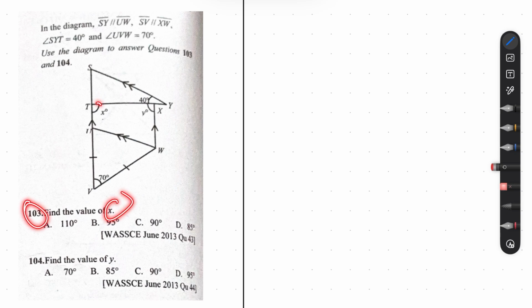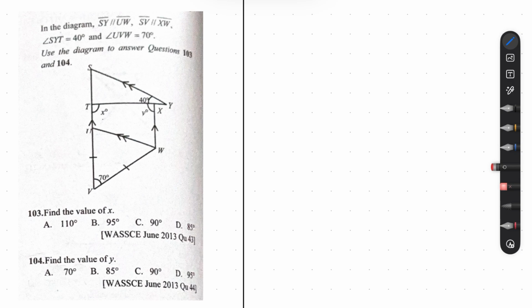So this is the angle we are trying to find. But in order to find this angle, we need to know this angle. And to find this angle, we need to know this angle and then this angle as well. Cool. Now, to find this x, we can simply add this and then this angle over here to find x. So first what we need to do is find this angle right here.